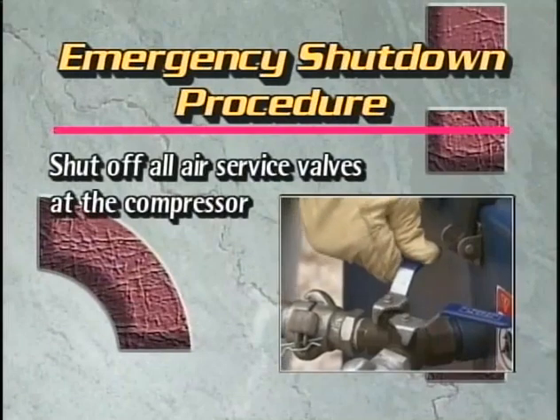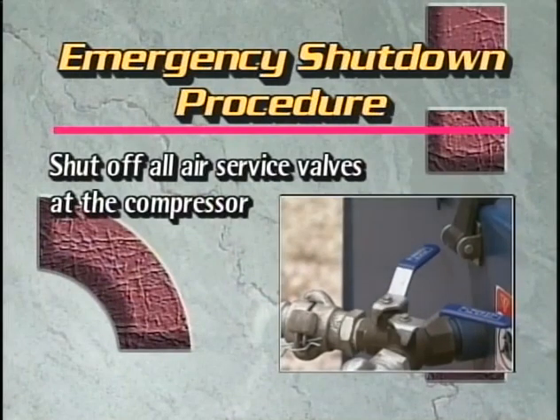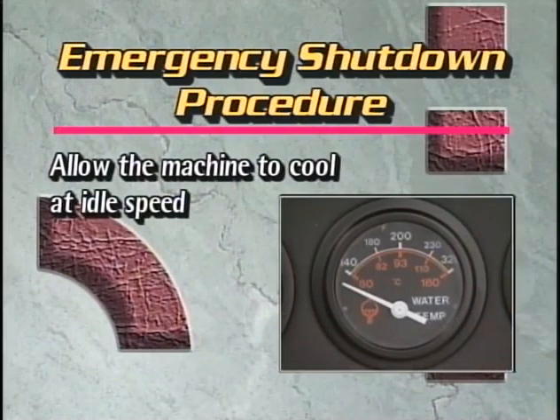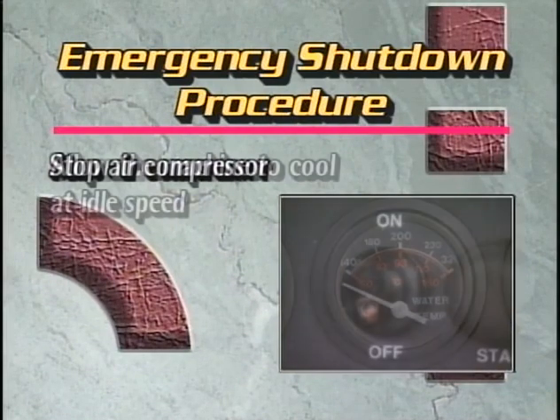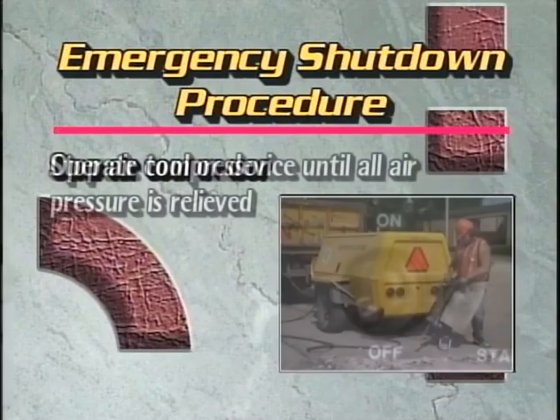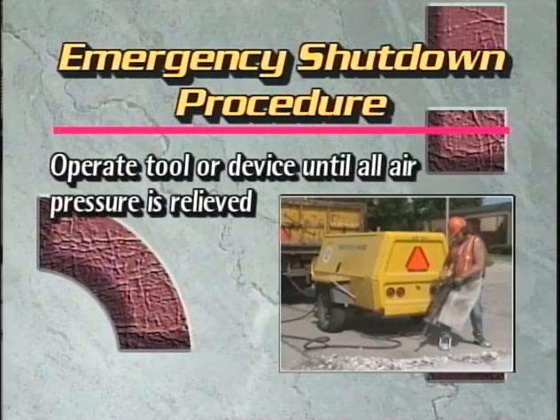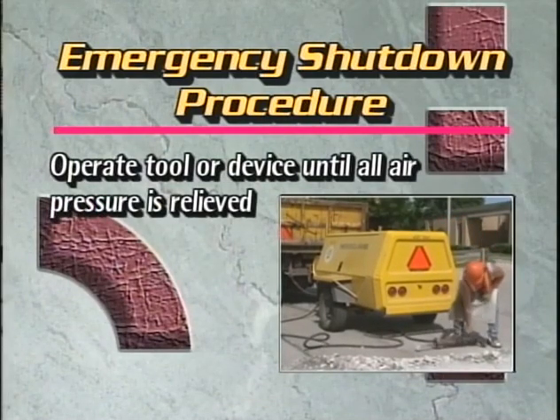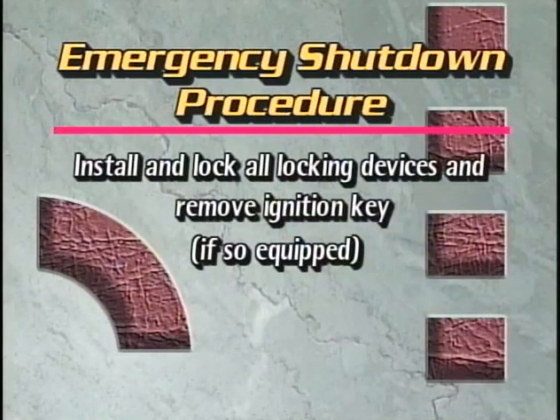Shut off all air service valves at the compressor. Allow the machine to cool at idle speed. Stop the air compressor. Operate the tool or device until all air pressure is relieved. Install and lock all locking devices and remove the ignition key if so equipped.